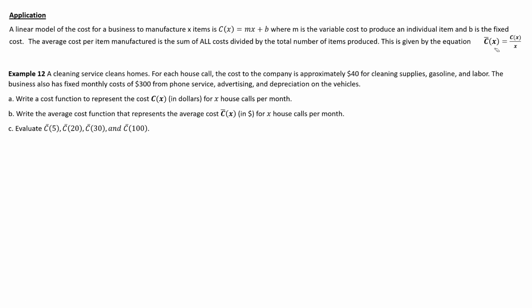So this next part is new. The average cost per item manufactured is the sum of all the costs, so all the things, variable costs and fixed costs, divided by the total number of items produced. So this is the average cost per item. So now you're thinking of another number where you want to include all the costs, the fixed costs, the variable costs, your phone bill, everything, and then divide that by how many items you actually made after paying all that money for all those things, to get an idea of, well, it really costs us this much to make one item. So a cleaning service cleans homes.